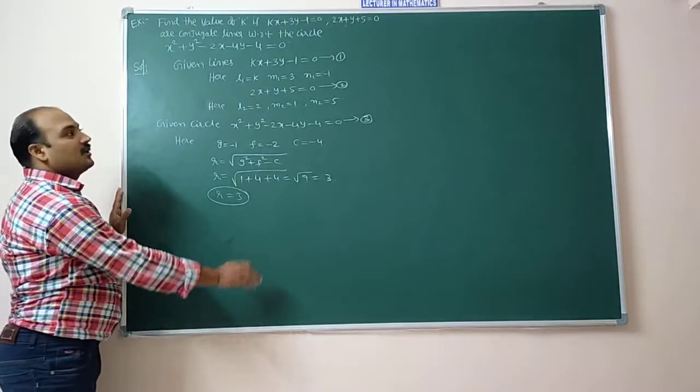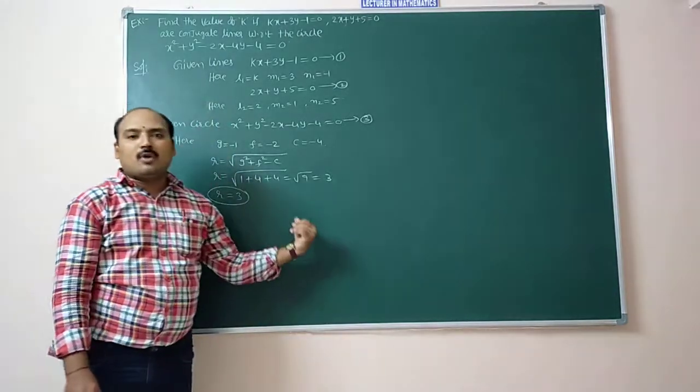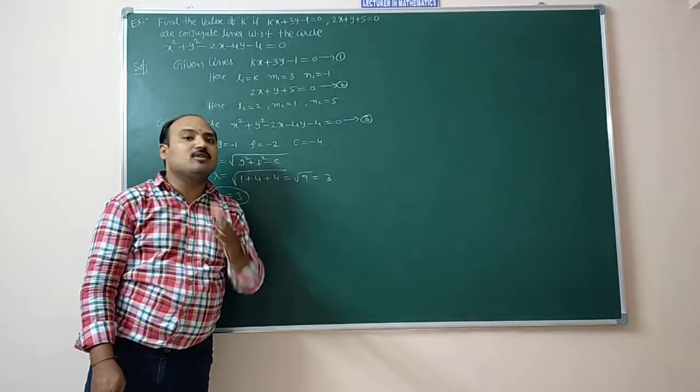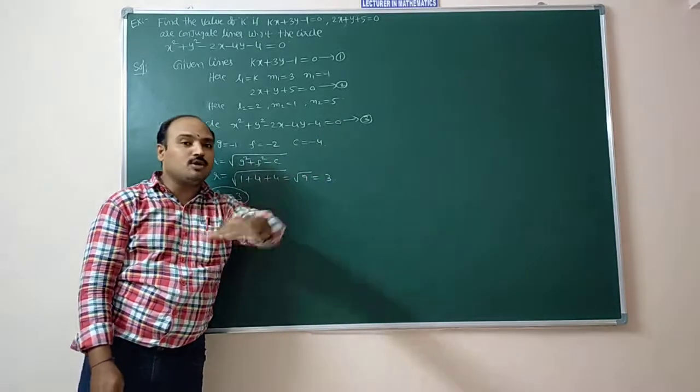Now you have to write the condition. For these steps you will get 1 mark. For writing the formula, 1 mark. Substituting and simplifying to get the answer is 2 marks. This is the way the marks are going to be distributed.